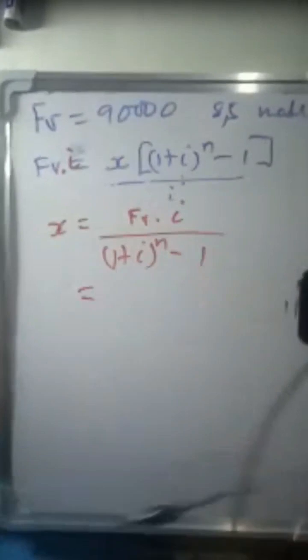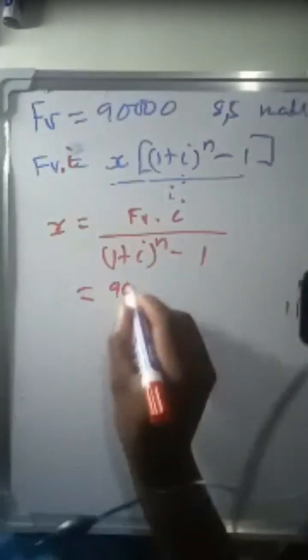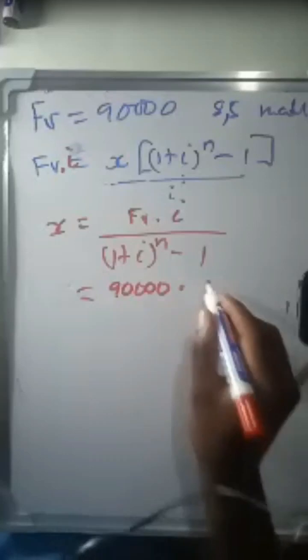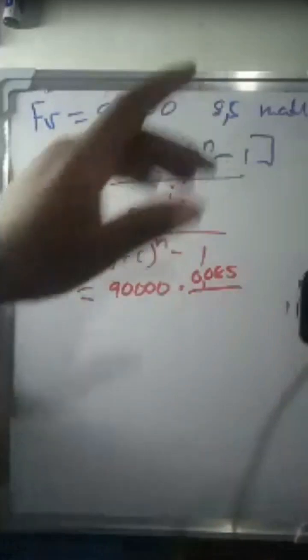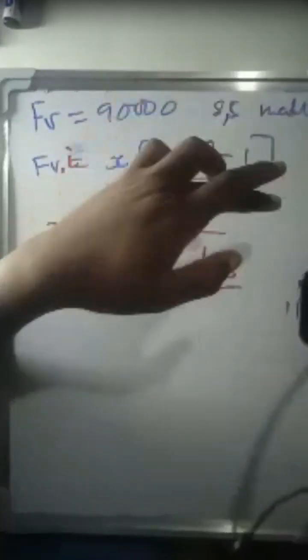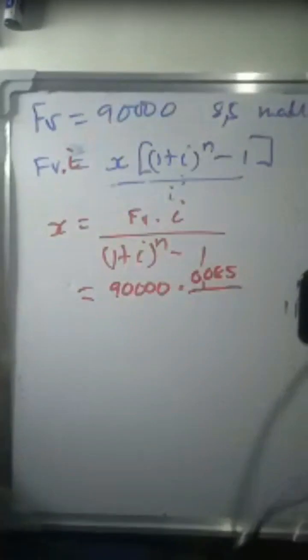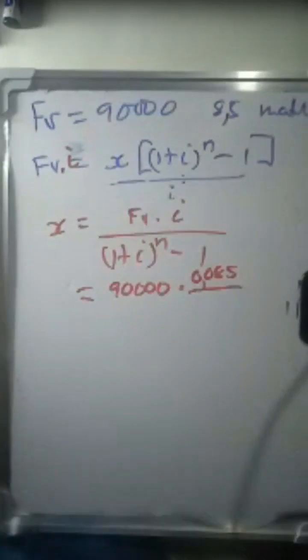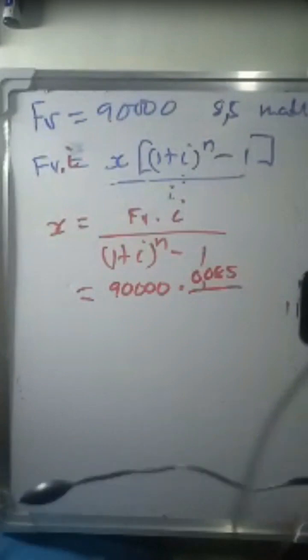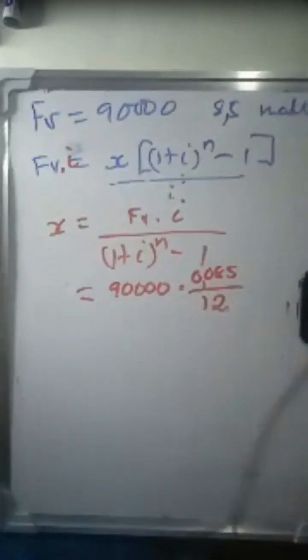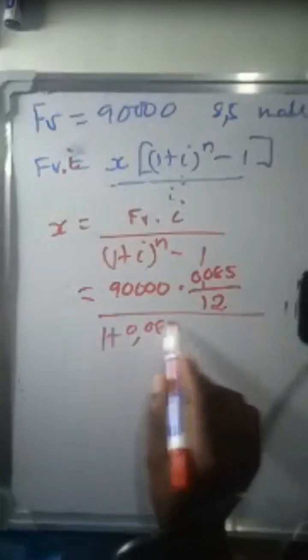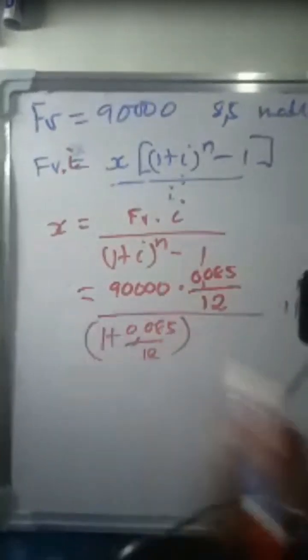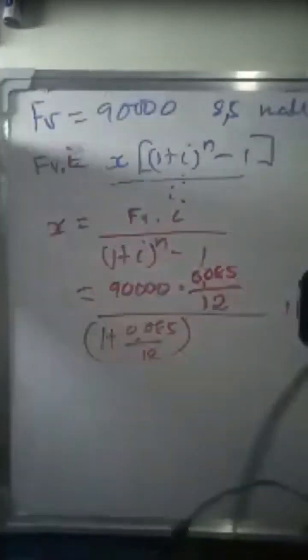Okay, so the future value that is needed there is 90,000. Okay, the interest rate is 0.085. Please don't guess, because people have a tendency of saying this is going to be 0.85. 0.85 means 85%. Okay, and this is compounded 12 monthly, right? Over 1 plus 0.085 over 12 to the power of, now they said for 5 years.